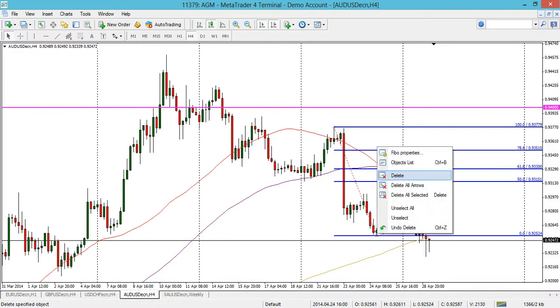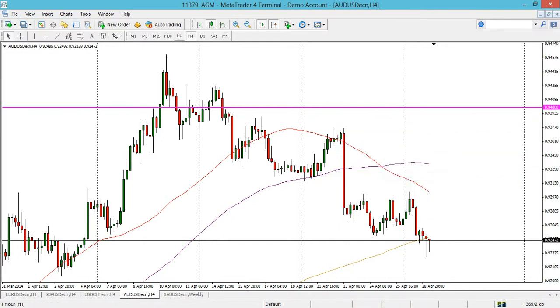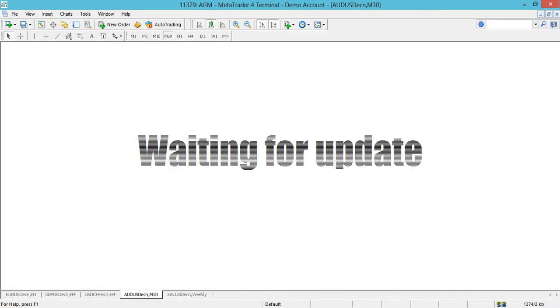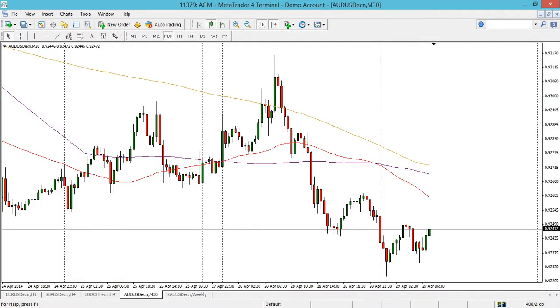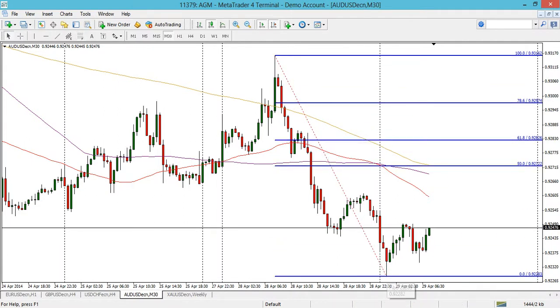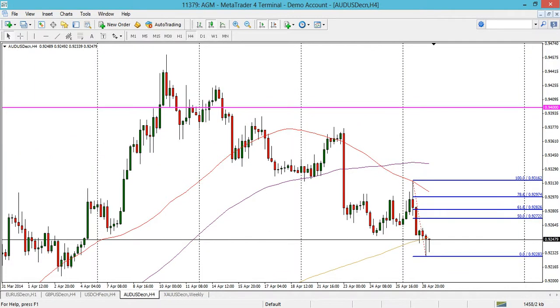You can see there. Any of the really aggressive short-term players will be looking at the 1-hour or even 30-minute chart, taking this high here and this low here, and trying to sell it off that 50%. And that 50% comes in at 0.9222s. So some interesting stuff there on the Aussie.